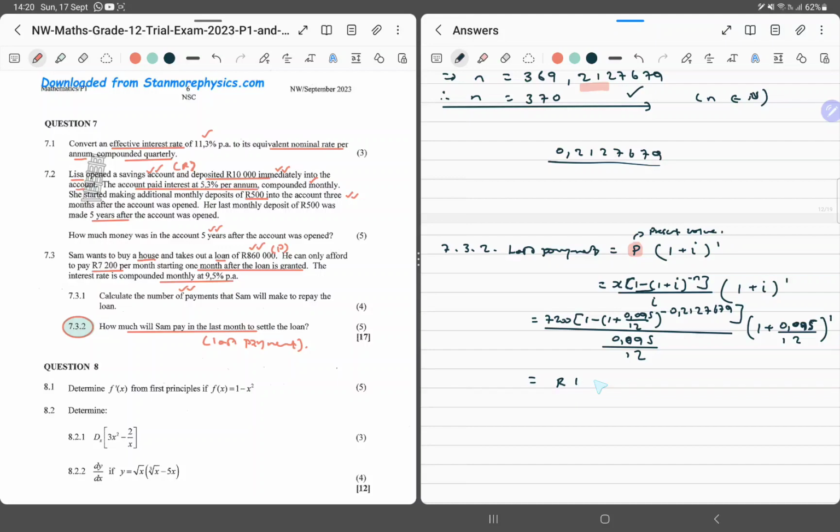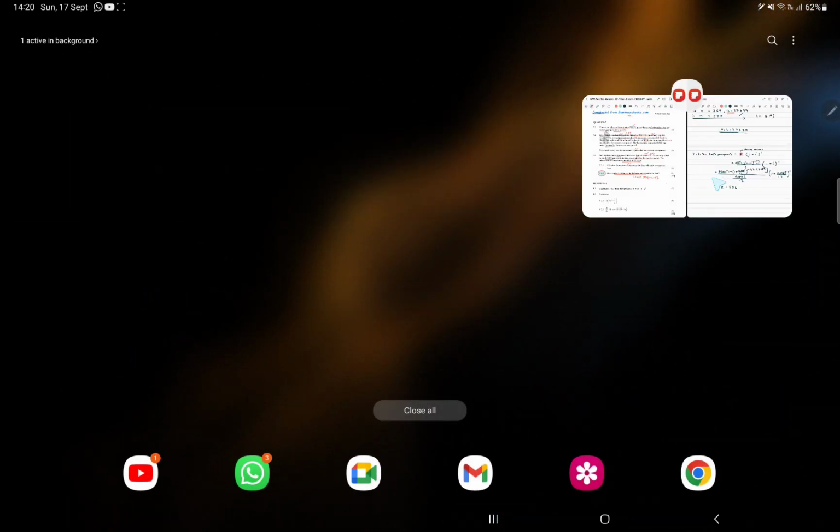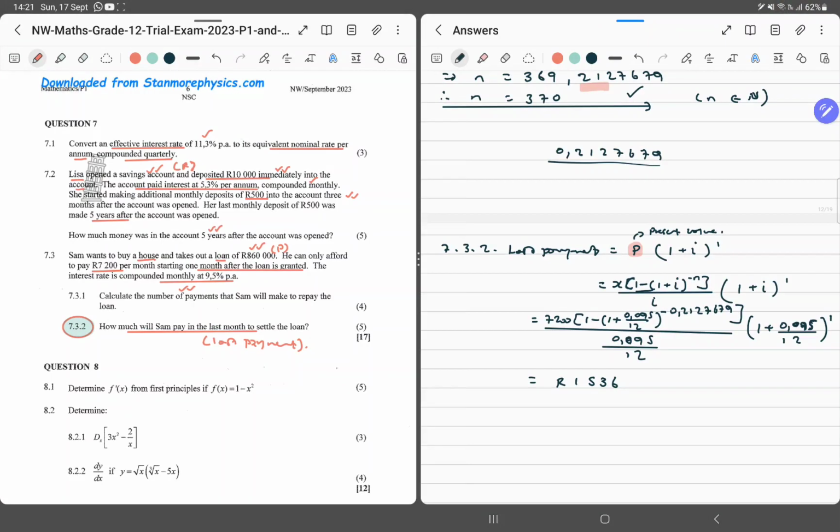So it's going to be 1,536 rands, 69 cents. Can you see it's a smaller amount than the 7,200? Okay, so money, you only round off to 2 decimal places, whether you like it or not. Money does not have more than 2 decimals.